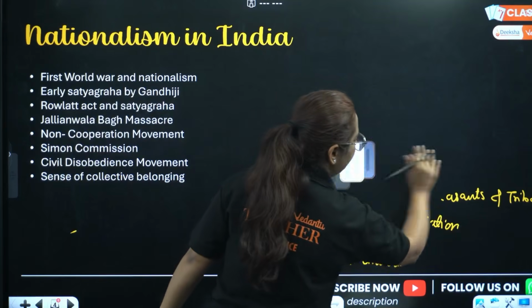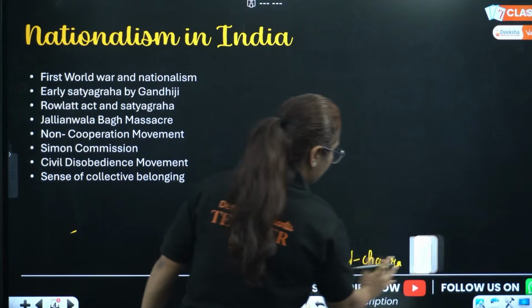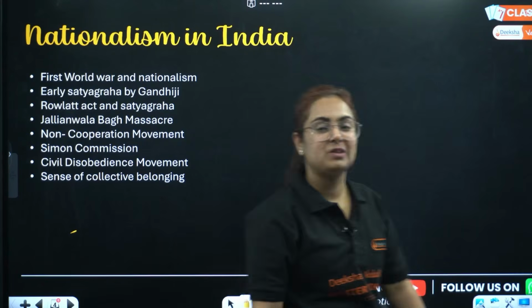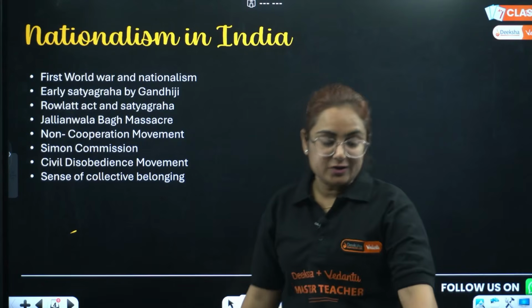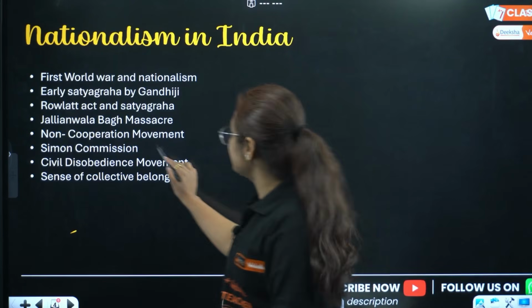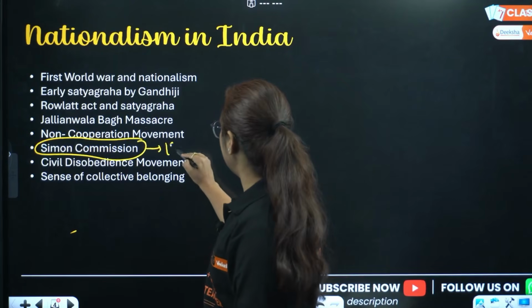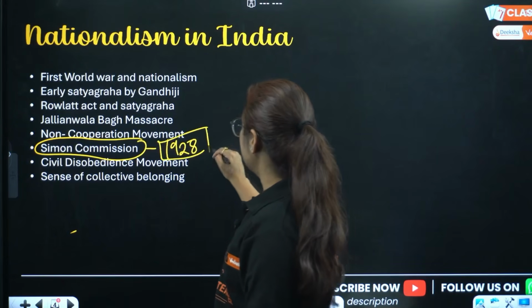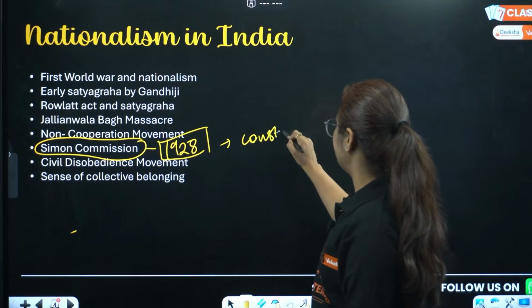Okay, take a deep breath, guys. You are doing one of the most difficult topics of your SST, that is history, and these two chapters literally hold an importance in your syllabus. Get it? Now moving to the Simon Commission, 1928, a commission made for constitutional development.